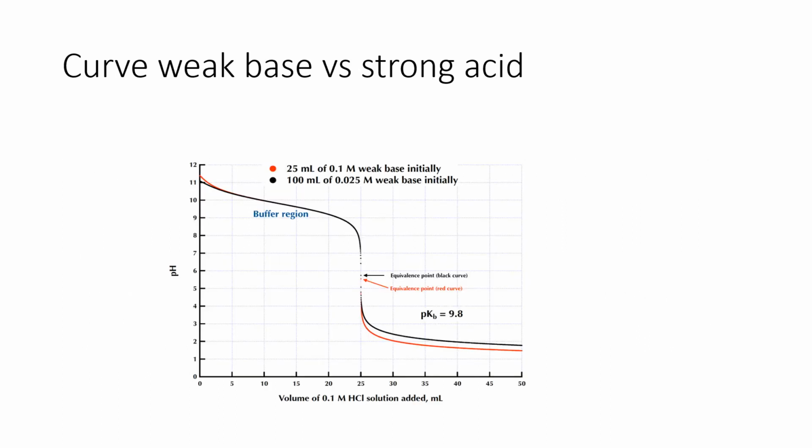You can look at the graph here, weak acid versus strong base. At the beginning, the pH is more, and as the volume goes on being added, the pH value goes on decreasing, and the pH value decreasing means acidic strength is increasing.